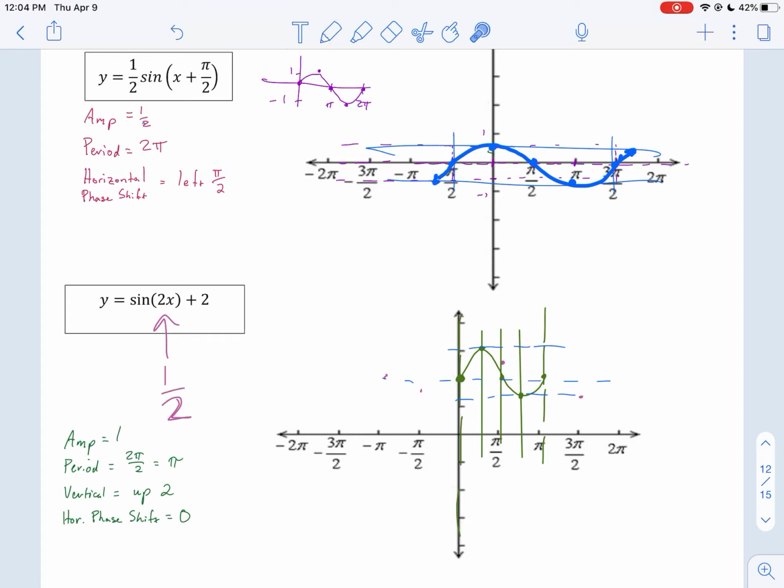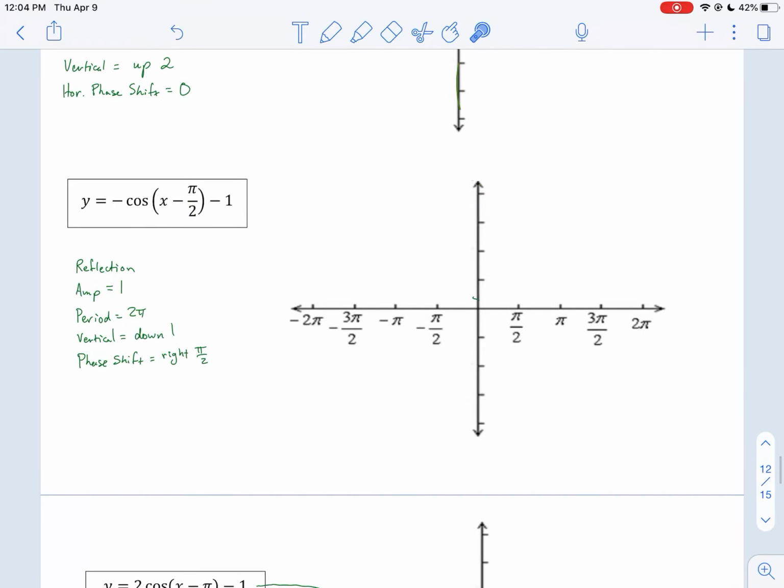My amplitude's 1. Up 1, down 1. And you can see my period's pi. So it's 0, up 1, 0, down 1, up 1. I hope you know what I mean when I say 0. I really just mean the midline. And so that's the second equation.